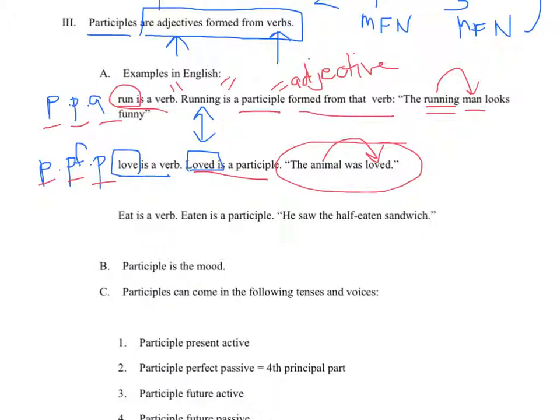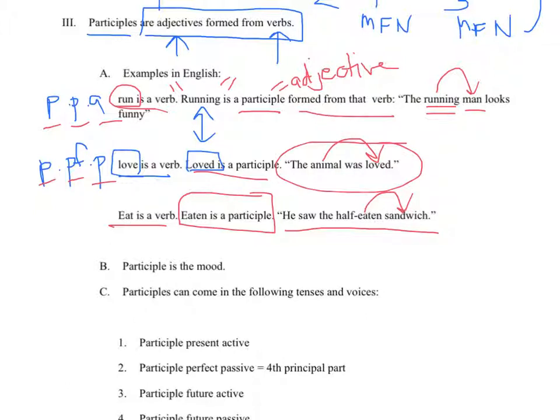Eat is a verb. Eaten is the participle. For example, he saw the half-eaten sandwich. How do you describe the sandwich? It was eaten. You could say half-eaten or partially eaten, or you can just say he saw the eaten sandwich, although people don't tend to say that in English. Either way you slice it, that's the participle. It's a verb that becomes an adjective.